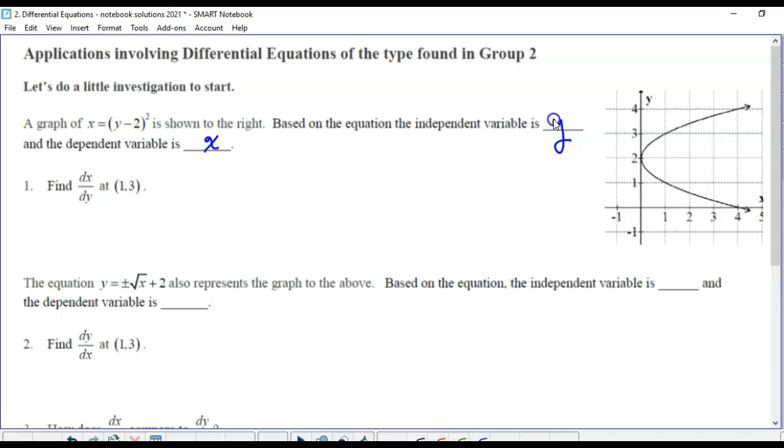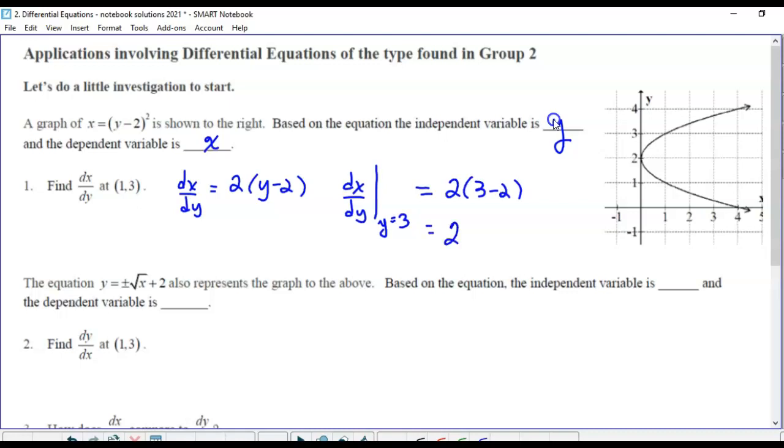Okay, so let's calculate dx/dy at the point (1, 3). So dx/dy is 2 times (y minus 2). Okay, then dx/dy at y equals 3 will be 2 times (3 minus 2), which is 2. Okay, so that's the rate of change of x with respect to y on that graph.